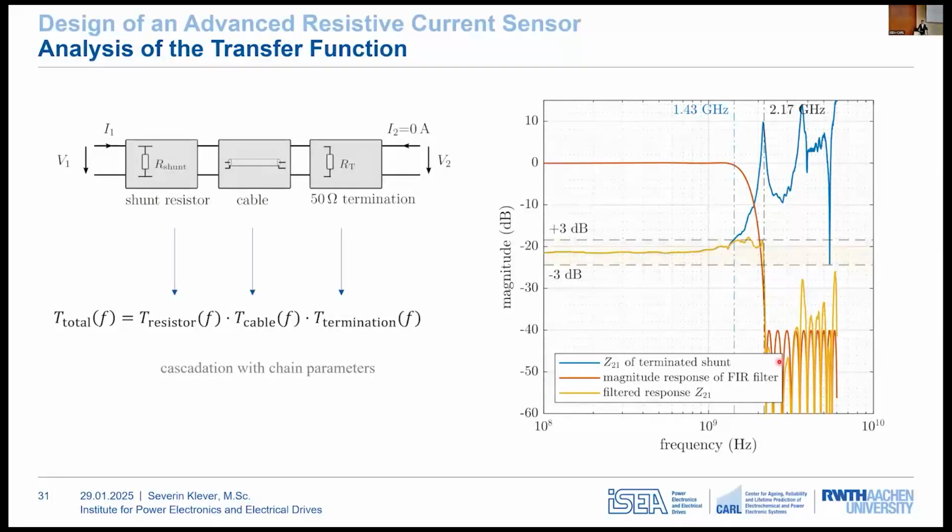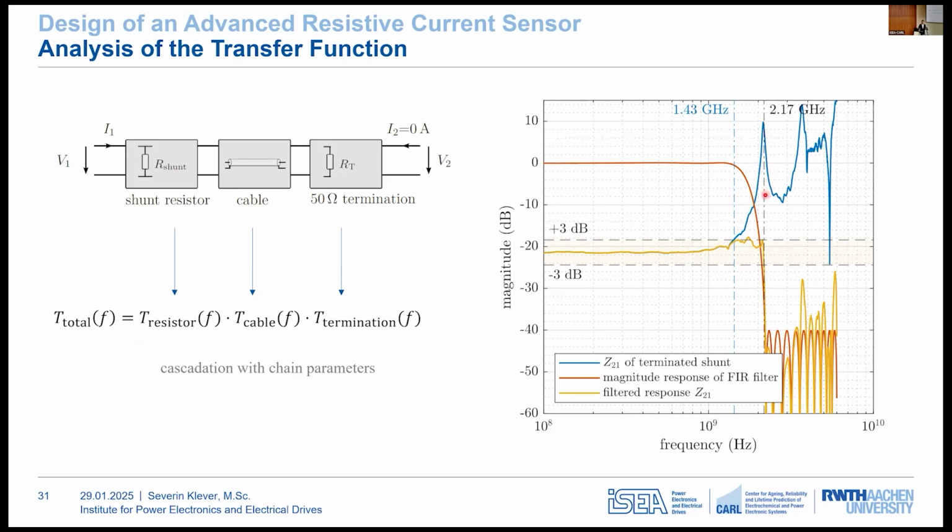The next step was to examine how the termination of the shunt affects the transfer function. In the first image, you can see the cascaded system with shunt, cable, and terminating resistor that's 50 ohm in the oscilloscope. By using chain parameters, it's possible to analyze the entire system by multiplying the matrices of the single elements. And here it was found that the cutoff frequency slightly increased to 1.43 gigahertz. That's the blue curve. So cable and termination have a positive effect in this case.